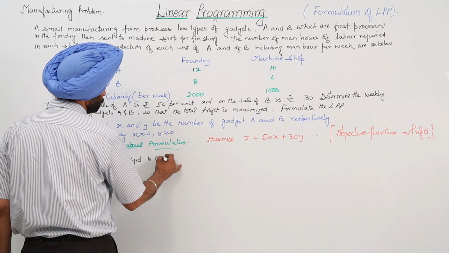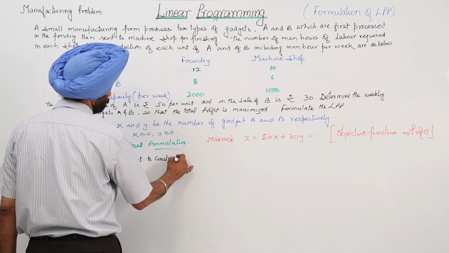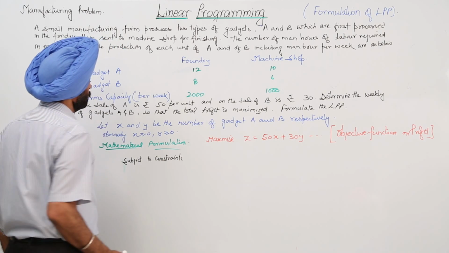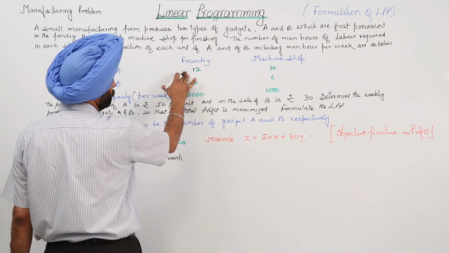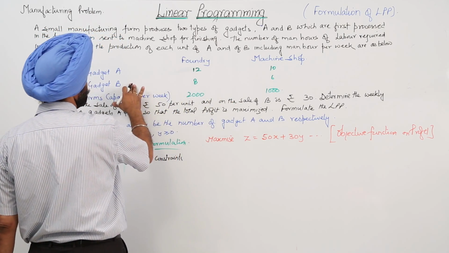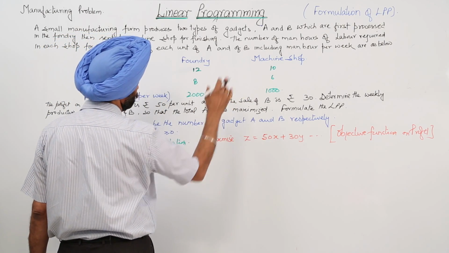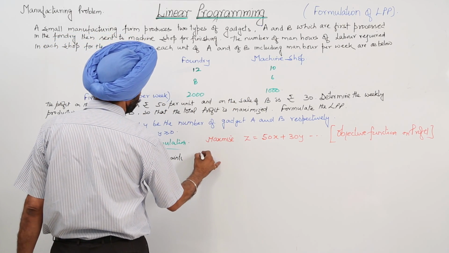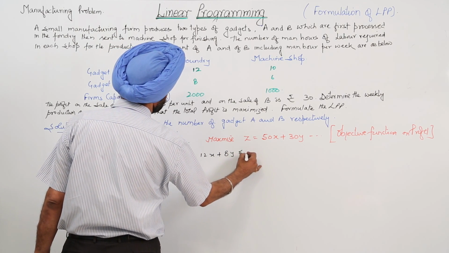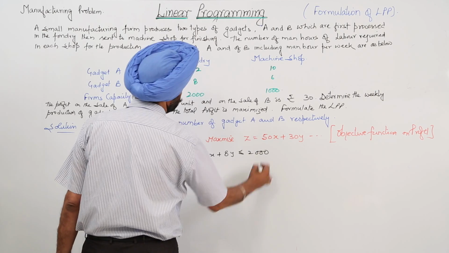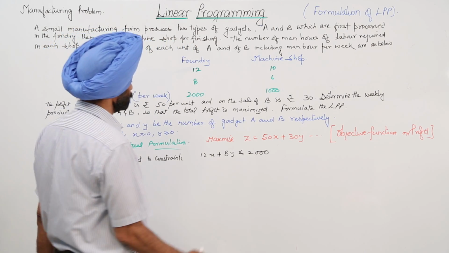Subject to constraints. Now we have gadget A foundry for 12 and machine shop for 10, gadget B foundry for 8 and machine shop for 6. So we have 12x plus 8y is less than or equal to 2000. Foundry constraint.